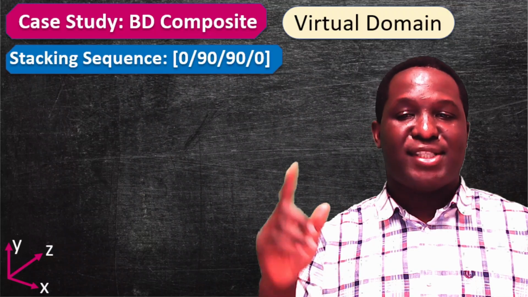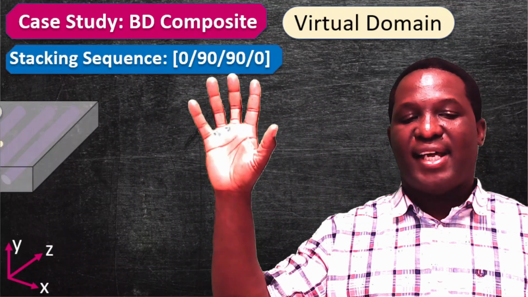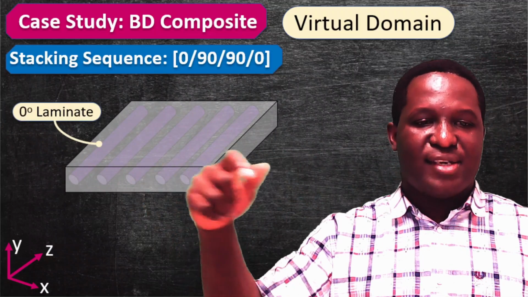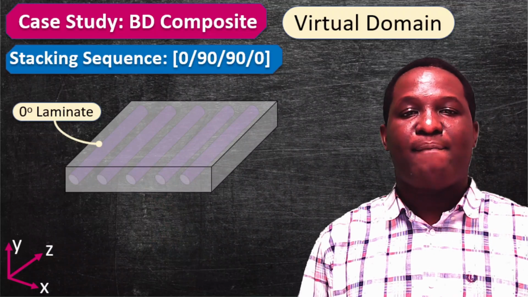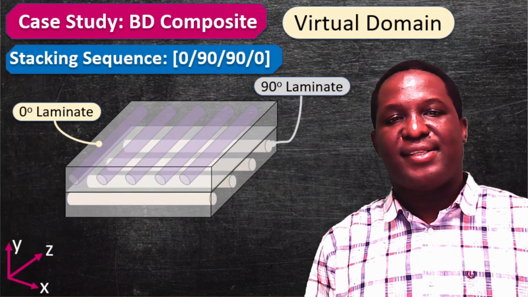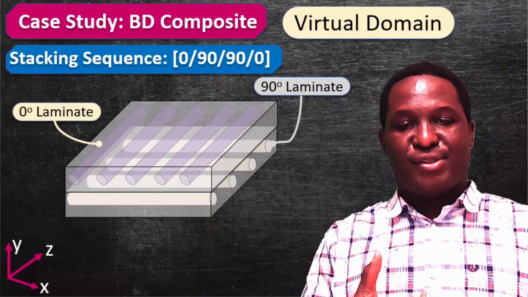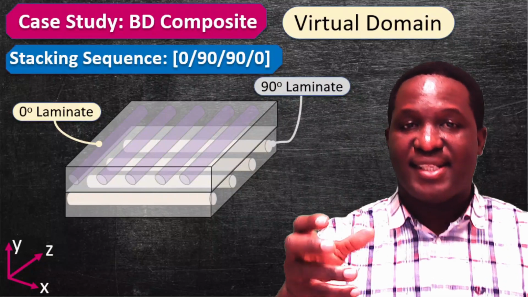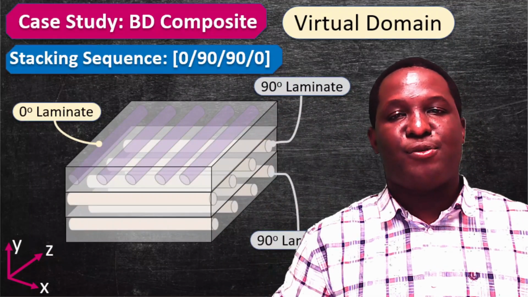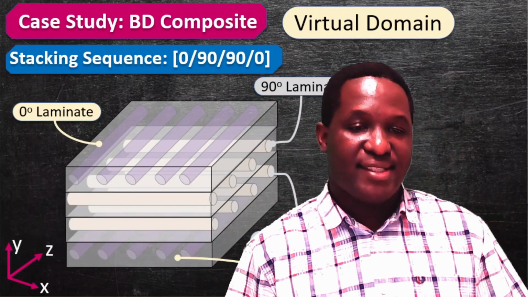So remember, we're still working with this stacking sequence of 0, 90, 90, and 0 degree. Just to illustrate that, we have a laminate that is oriented in this 0 degree direction, as we see here. Next we introduce another ply, which is oriented in the 90 degree direction. Because I want it to be symmetric, there is a mirror image of this 0, 90, so the next thing we'll have will also be a 90 degree laminate. And then finally, we also have a 0 degree laminate.